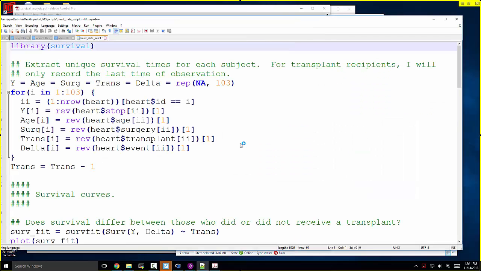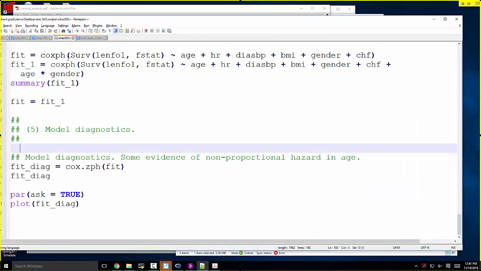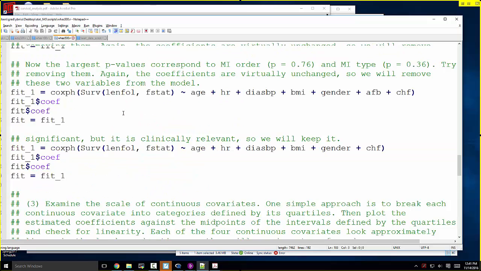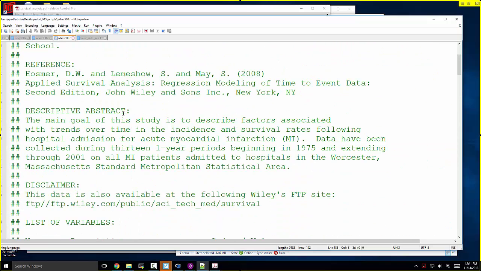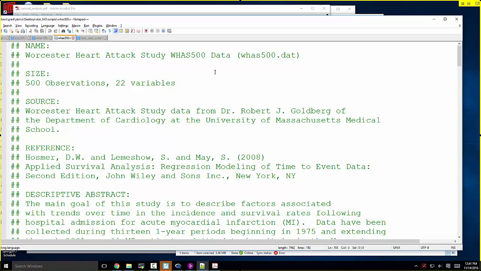Today I wanted to revisit the WHAS 500 script and finish it up. There was just a little bit left for us to do. But briefly reminding us what we did, with these data we looked at a routine for building a model.